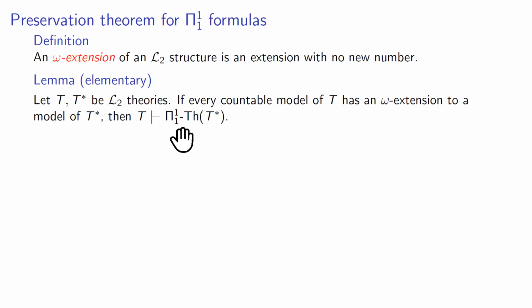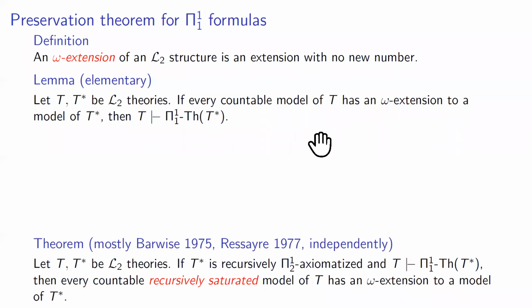If you satisfy the right theory, then all the countable sufficiently saturated models will have the appropriate omega extensions. And I have written a converse here. By sufficiently saturated, I mean recursively saturated. And there are some additional assumptions as well. The stronger theory, T star, will have to be pi-1,2 axiomatized, meaning it's a set of pi-1,2 sentences. In this case, there is a converse: if T proves all the pi-1 consequences of T star, then every countable recursively saturated model of T omega extends to a model of T star.